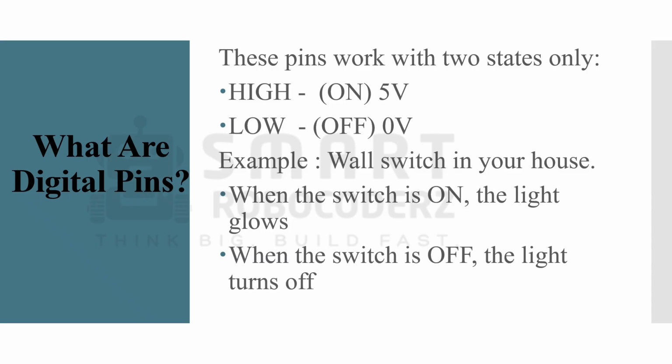For easy understanding, let's use a real life example. Think of a wall switch in your house. When the switch is on, the light glows. When the switch is off, the light turns off. Arduino digital pins work in the same way. High is like the switch on, low is like the switch off. So, Arduino controls the electronic components by switching the pins between high and low.